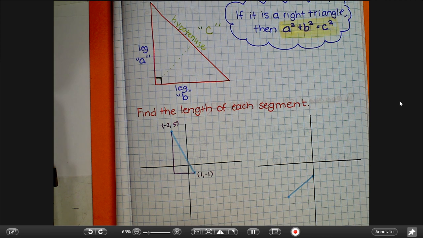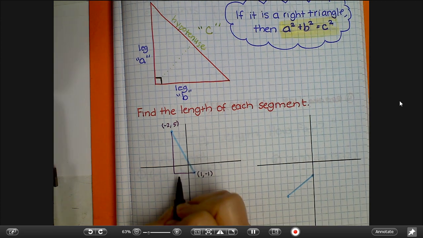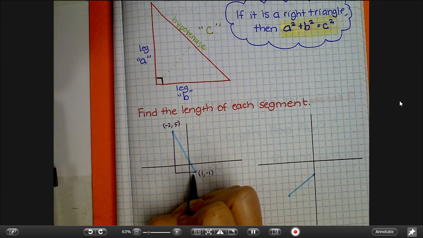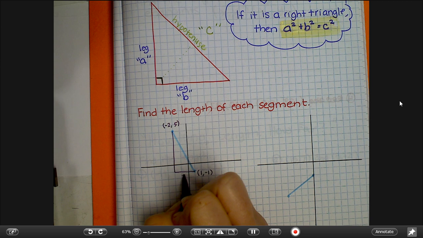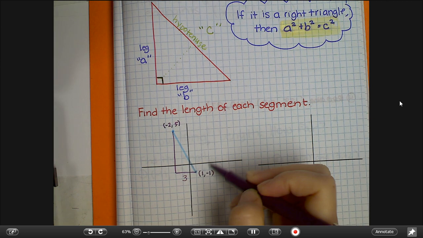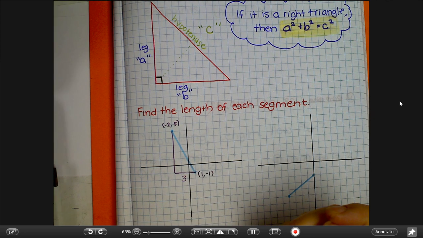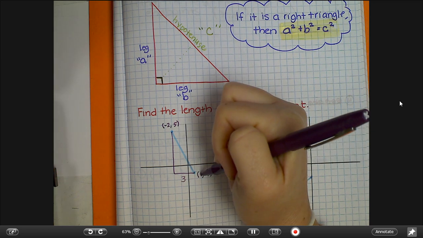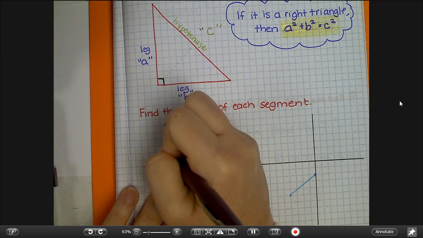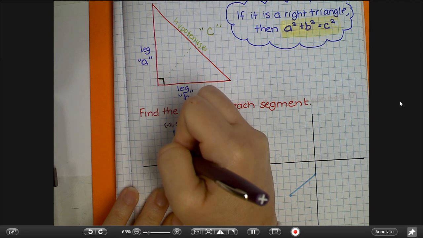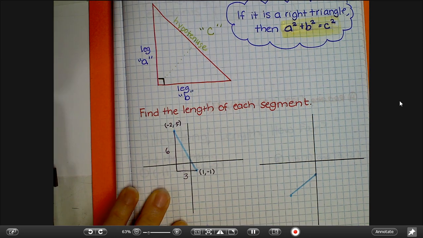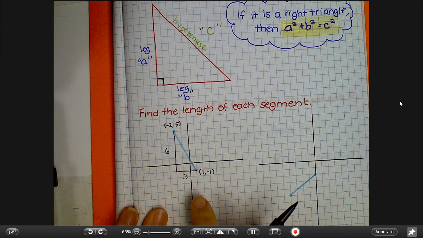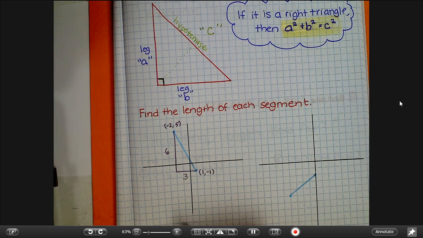Now, in order to use the Pythagorean theorem to figure out how long this is, we can clearly just count how long this side is. 1, 2, 3. That side went from -2 to 1, so 3 spaces. This one goes from 5 to 1, and that's 6 spaces. 1, 2, 3, 4, 5, 6. All right, now we have enough information to use the Pythagorean theorem.